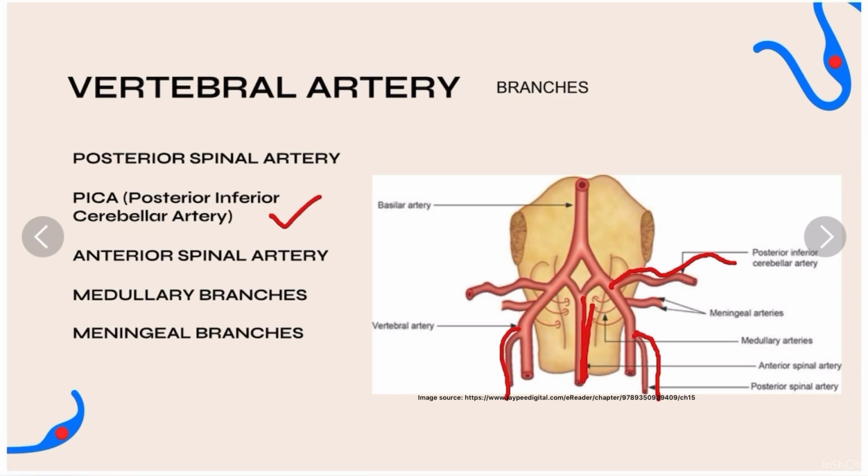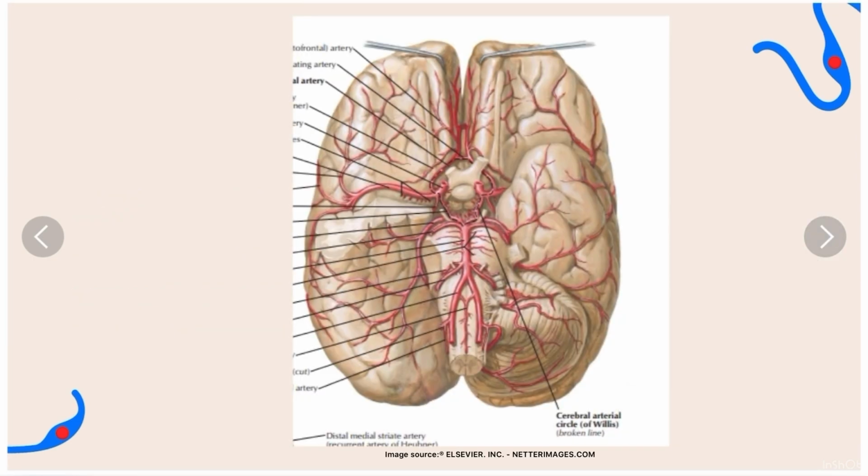So what happens to these vertebral arteries? The vertebral arteries from both sides unite together to form the basilar artery. Where do they unite? At the lower part of the pons. This is the pons. At the lower end of the pons, they unite together to form the basilar artery. This is the basilar artery. Here you can see this is the base of the brain, this is the brainstem, this is the pons. At the lower part of the pons, the two vertebral arteries join together to form the basilar artery.